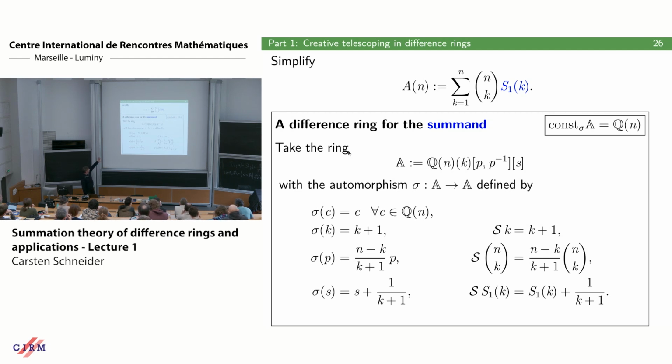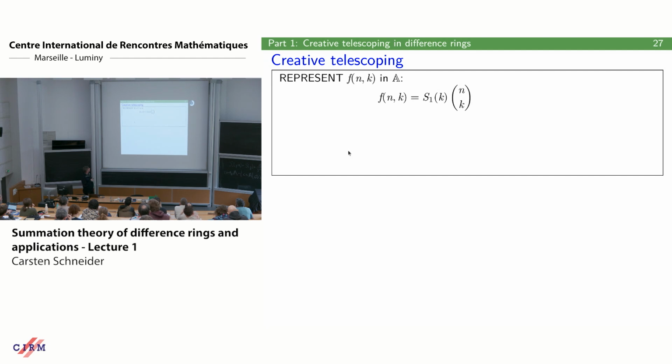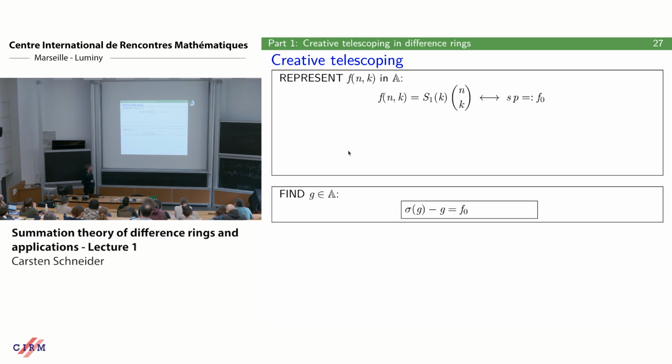And now in this world, I try to solve the problem. So given the summand, this is just S times P. The variable S stands for the harmonic numbers. The variable P stands for n choose k. I try to solve the telescoping problem, and I fail. I cannot find a solution. Okay. Now I do the next. Maybe remember creative telescoping: I don't find a solution.